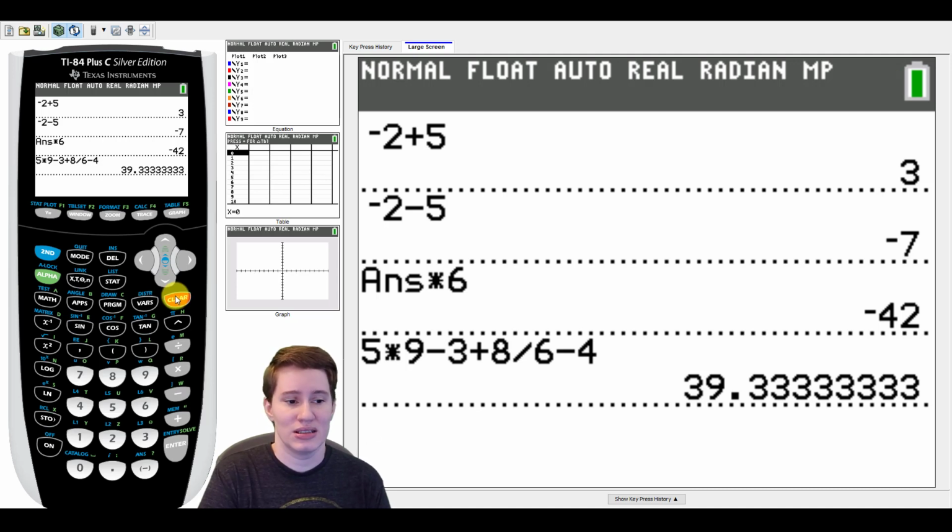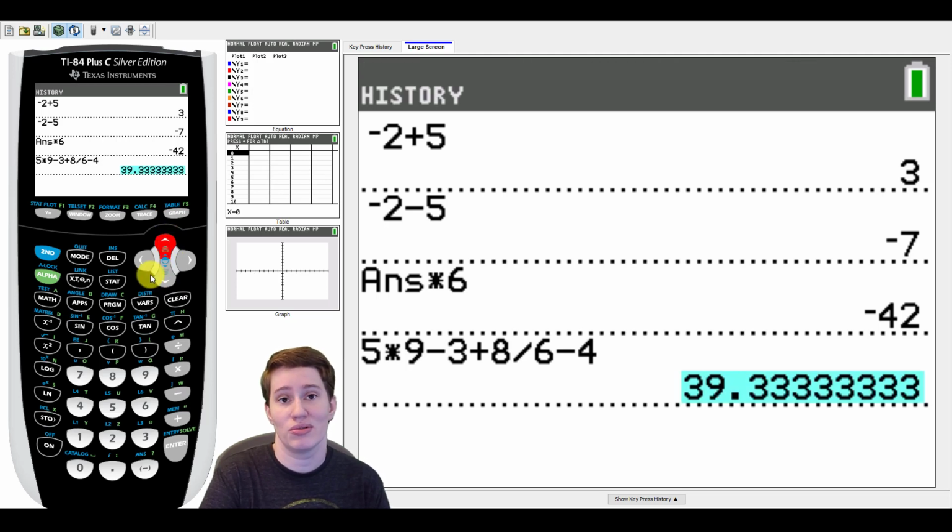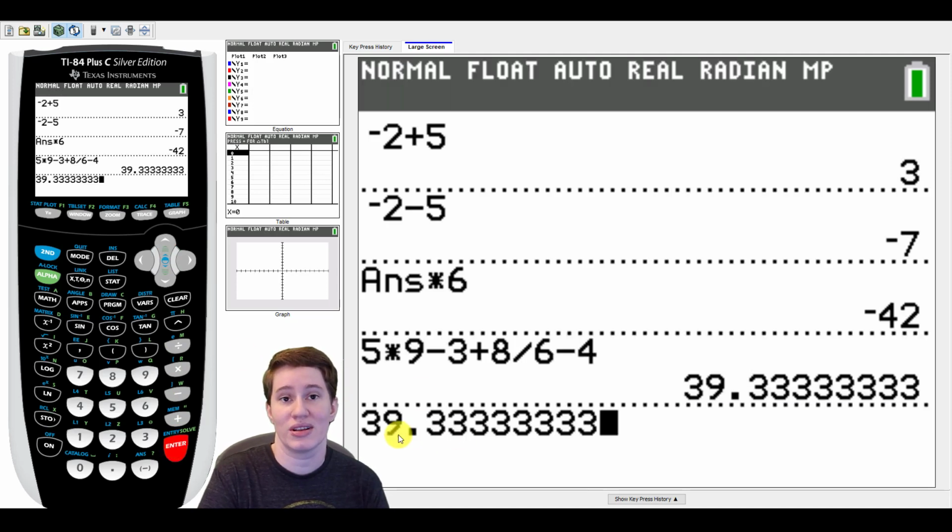What else do we need to think about? How about the fact that this 39.33 repeating seems like it would make a good fraction, and it actually is one that I could probably figure out in my head on my own, but this is a calculator, so why don't we let the calculator do it for us? I hope this works, what I'm about to do. I'm going to press enter so that it grabs my answer. That's another way that you can do it. You can use the answer button, or you can actually just grab the answer and then work with it like what I just did.